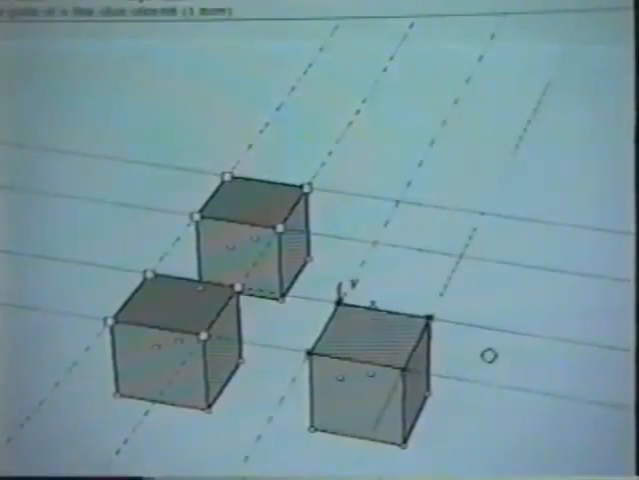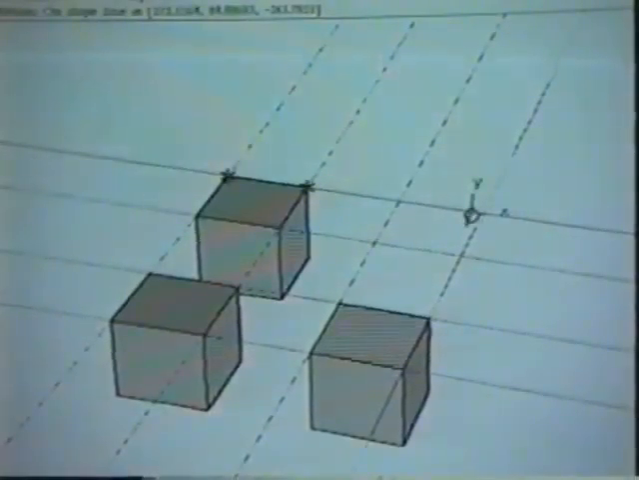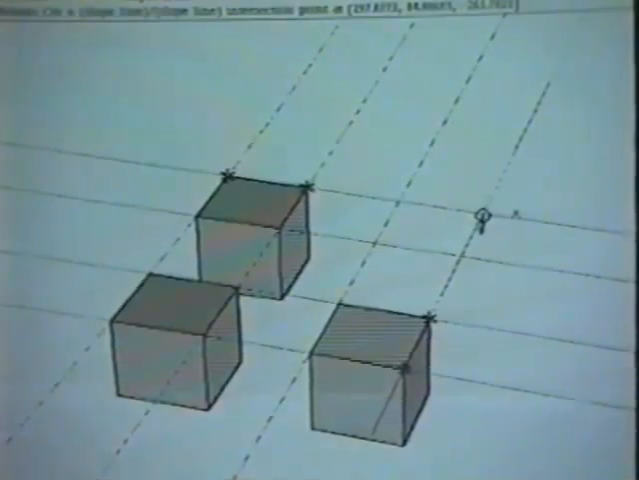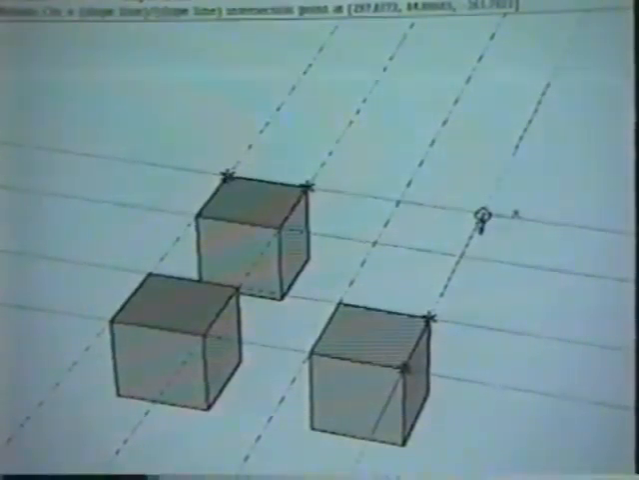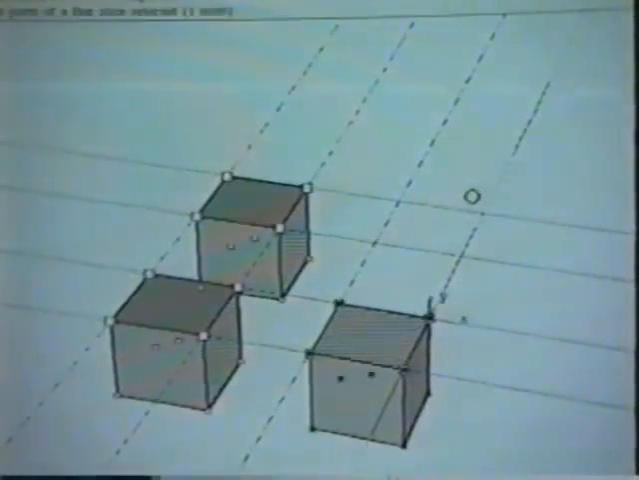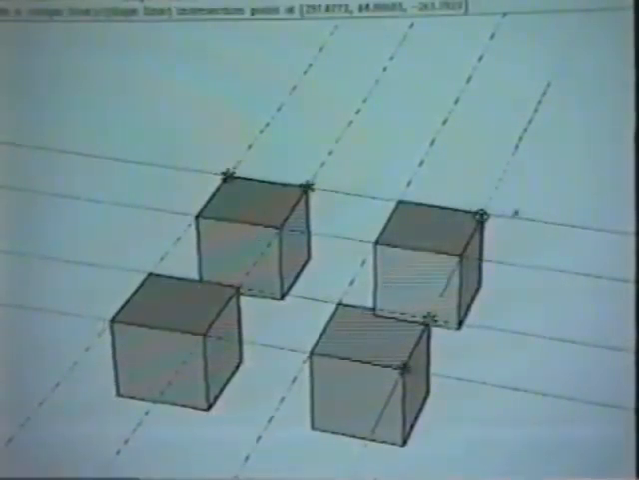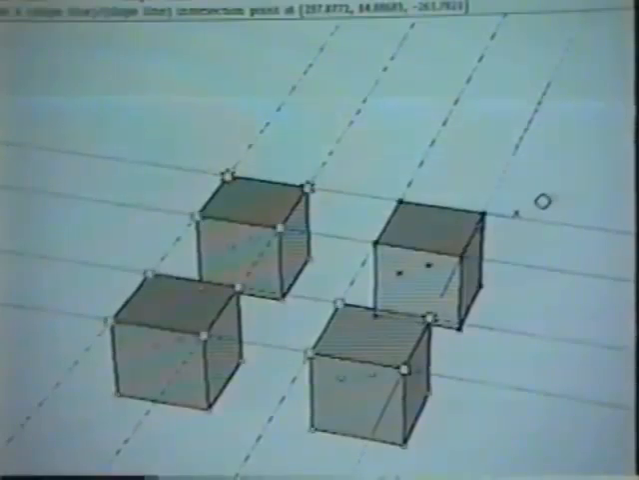If I make more vertices hot, more lines are generated. When I snap the skidder to an intersection point of two lines, starbursts appear on all four of the vertices that trigger either of the two intersecting lines. Using the intersection point, I can place one last copy of the cube aligned with the others.